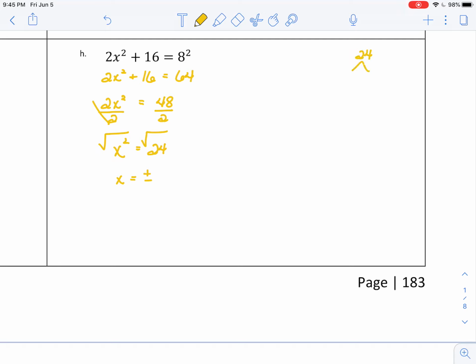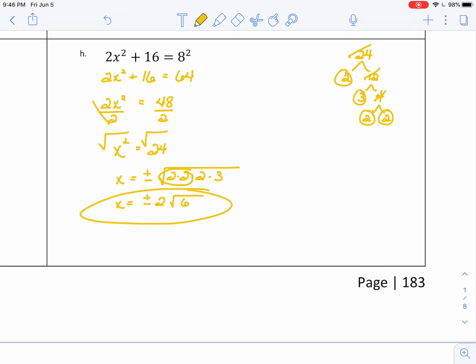And 24, I need to break it up so I can find my simplest radical form. 2 and a 12, 3 and a 4, and I'm going to keep going until I find all those prime numbers. So instead of the square root of 24, that's the same thing as the square root of 2 times 2 times 2 times 3. Pairs make perfect squares. This is actually a 4, and so I can go ahead and say, well, the square root of 4 is just the number 2. And inside the radical is my 2 times 3, so I've got a square root 6. Our solution would be plus or minus 2 square root 6.